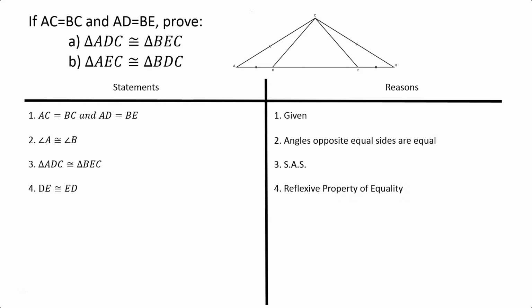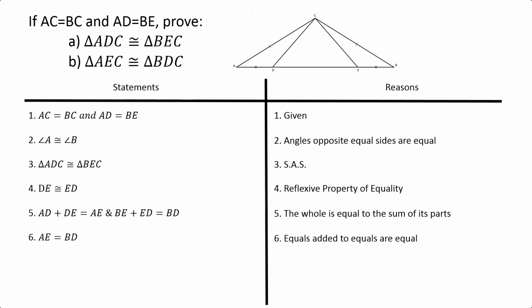Fourth, we have our reflexive property of equality because note DE and ED are reflections of each other. We can then say that the whole is equal to the sum of the parts, thus saying that AE and BD exist. Now after this, we get to do number 6, which states that AE equals BD.